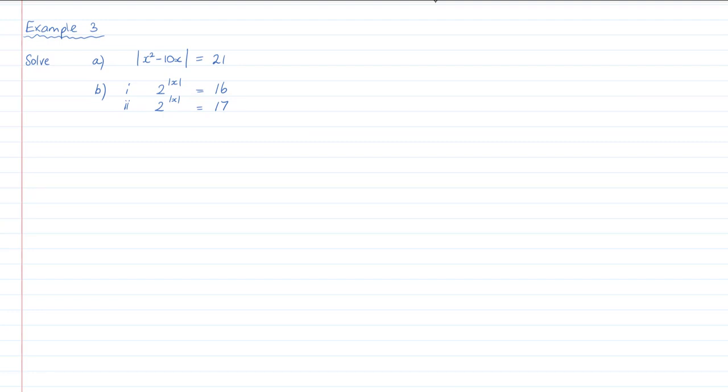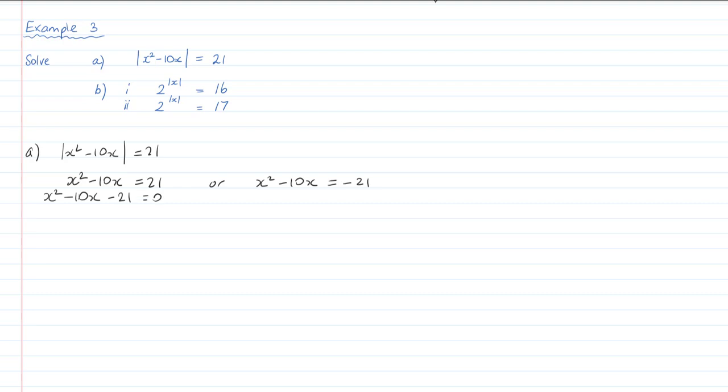So we're going to solve a couple of equations. The first one is A, the modulus of x squared minus 10x equals 21. Well, we can solve that pretty easily by just saying either x squared minus 10x equals 21, or x squared minus 10x equals negative 21. Now 7 and 3 are a nice pair that add to 10 and multiply to give 21. So one of these two is going to work out nicely, but I'm not sure which one. Or perhaps both.